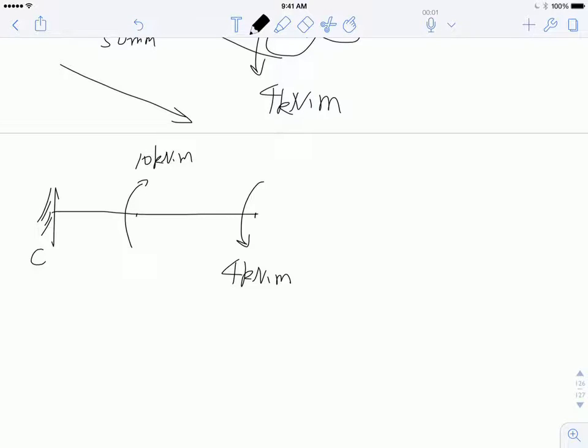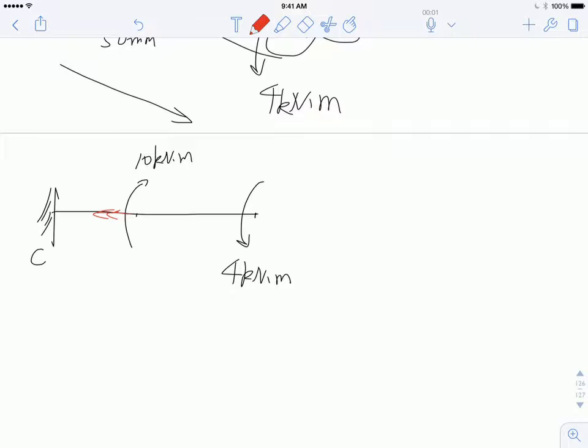But basically, use your right hand. Your four fingers follow the rotation of the torque, and your thumb will be the direction of the torque. For this 10 kilonewton times meter, use your right hand, and your thumb is the direction of the torque. So this torque over here is going that way. Let me use a different color. We use a double arrow for moment, because torque is one type of moment. A single arrow is for force. So that's the direction of the torque.